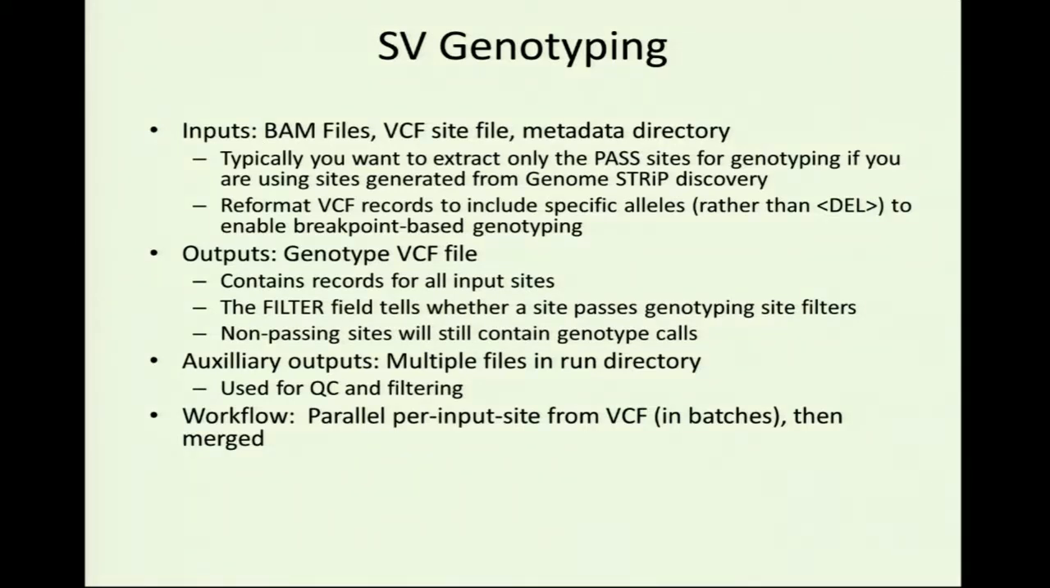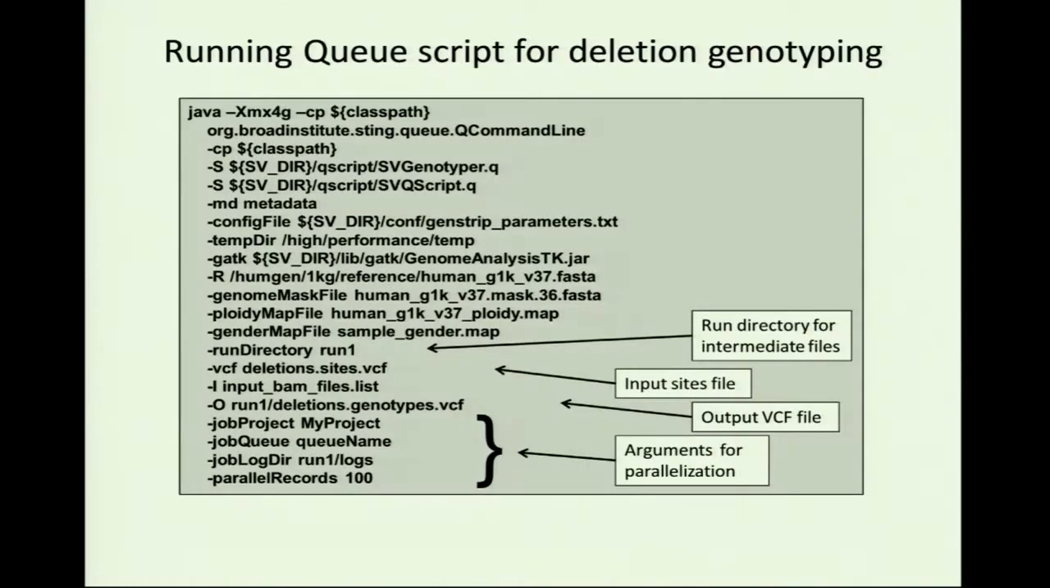And the workflow here is parallel per site from the VCF, so you can essentially split your VCF up into multiple little sections and run it. Those parallelization arguments are down here. If you say parallel records 100, it'll take each 100 sites from your VCF and run those in parallel and then merge the results back in the end.